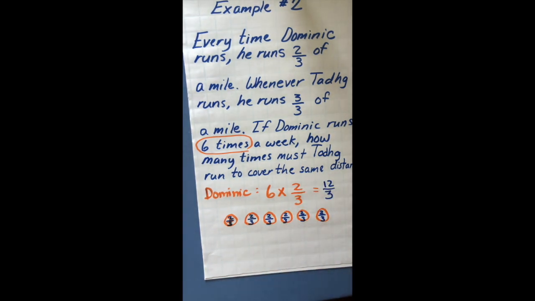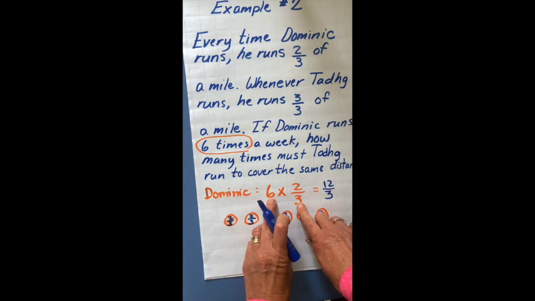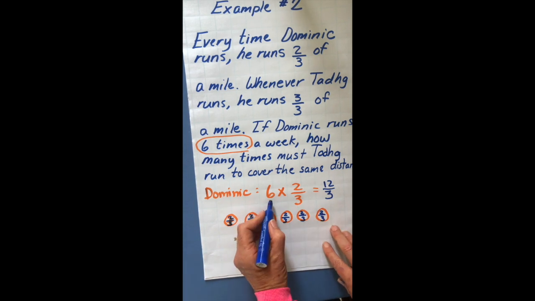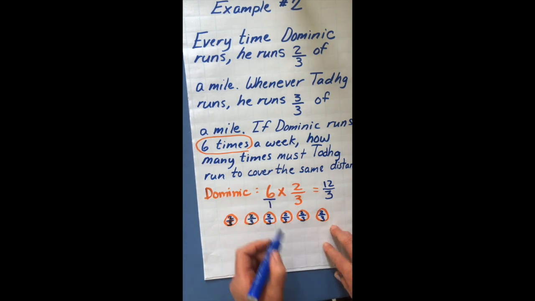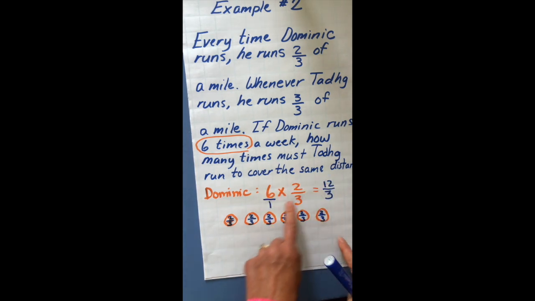Or I could do it multiplying. We know when we multiply fractions, both numbers have to be fractions, so I'm going to convert this one to a fraction. Multiplying fractions is no big problem. It's the top times the top, 6 times 2 is 12, and the bottom times the bottom, 1 times 3 is 3. So we got the same answer.